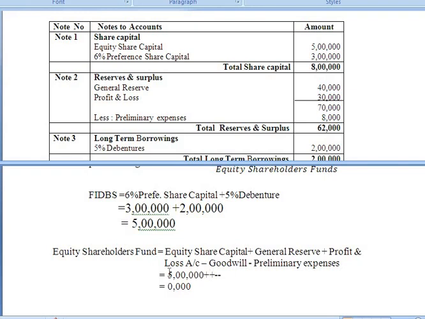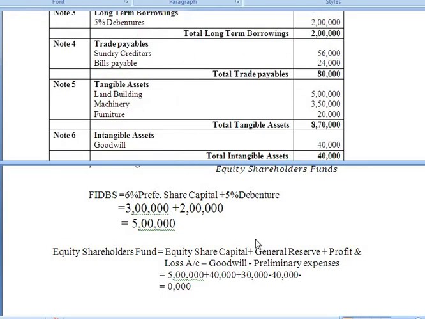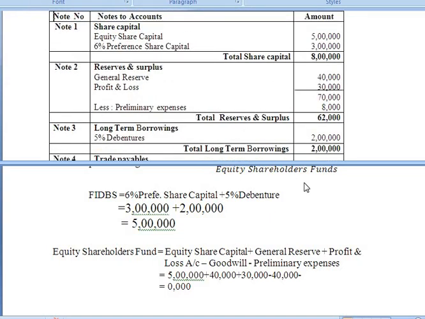Next, general reserves rupees 40,000. Check in note number 2, rupees 40,000, plus profit and loss, how much? 30,000. Okay, minus goodwill. How much is the amount of goodwill? It is 40,000, note number 6. Next, minus preliminary expenses. It is there in note number 2. How much? 8,000. So minus 8,000.